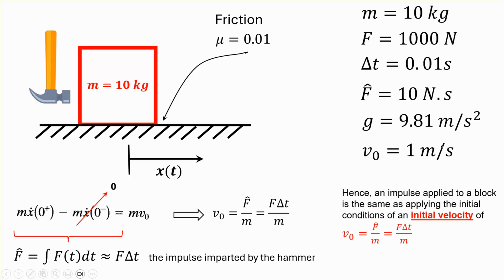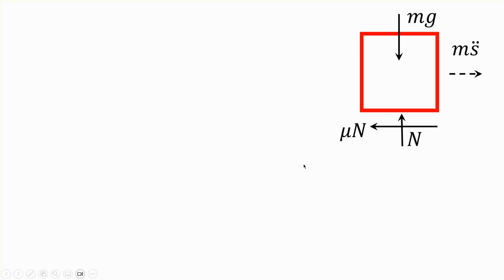Now, these are the numbers that I'm going to give it, so I have to model it based on these values. Of course, if you do F delta t divided by m, you're going to get an initial velocity of 1 meter per second. Obviously, because of friction, as it goes to the right, the velocity decreases. There is a deceleration, so the velocity is going to decrease. We'll see that. Now, I want to get the analytical solution to this problem.